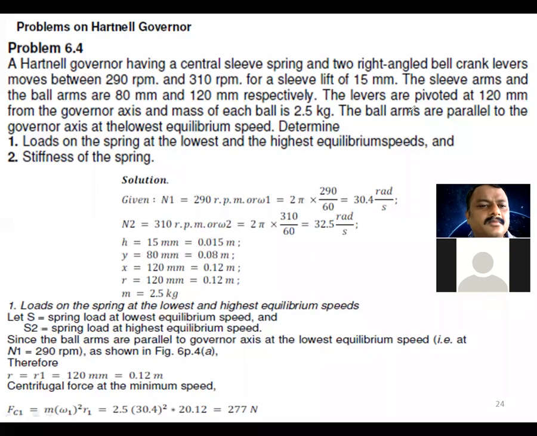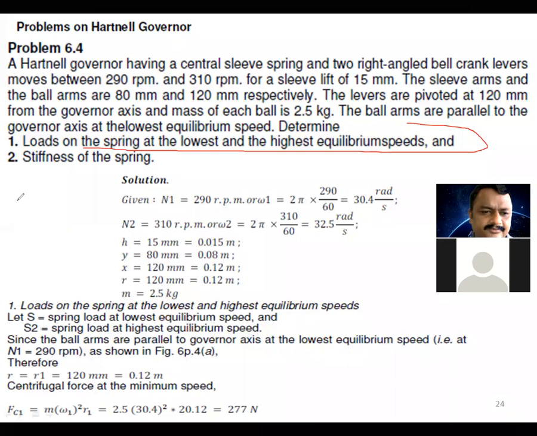So the ball arm and the sleeve arm are given, that is y and x. Then the distance from the fulcrum point is given, that is 120 millimeter, and mass of the ball is given, 2.5 kg. The ball arms are equal or parallel to the governor axis at the lowest equilibrium speed, right? So we are interested in finding loads on the spring at the lowest and highest equilibrium speed.